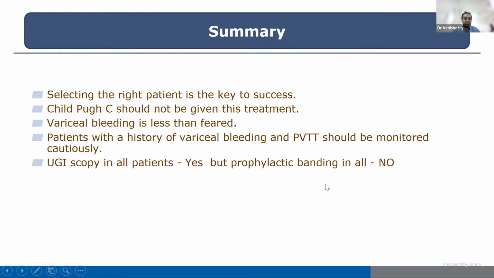Variceal bleeding is less than feared. There was no increased number of bleeding episodes, which you can see in the real-world evidence data, and there were only 2 patients who had a variceal bleed. Patients with a history of variceal bleeding and PVTT should be monitored cautiously, and UGI endoscopy should be done in all patients, but prophylactic banding in all, no. And hence, as previously told by Dr. Soumya, banding in patients with PVTT should be maximally avoided unless the patient had a recent bleed.